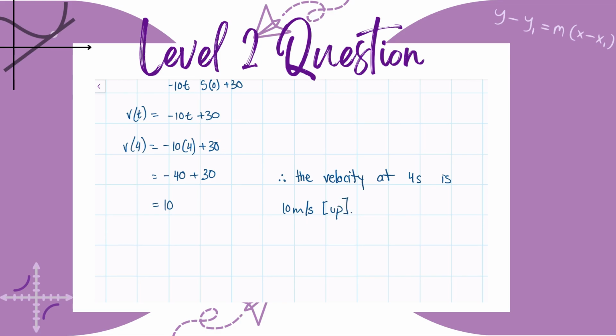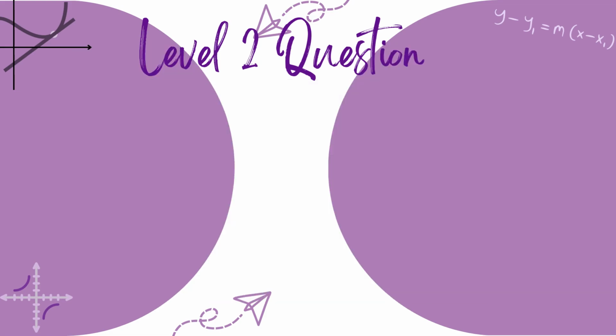Now, how do I know it's up and not right or north? Well, I could have also said north, but the reason why I say up is because we know that the rocket is shot up. So instead of using north, I'm just going to say up.